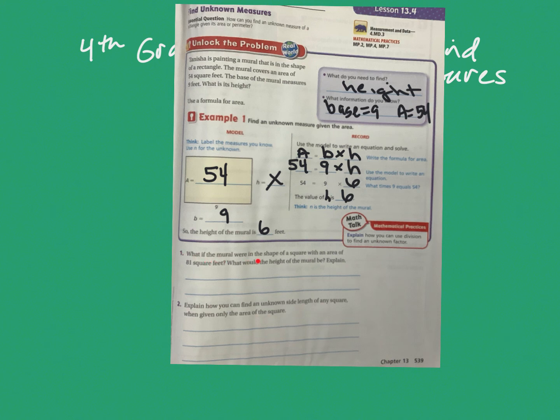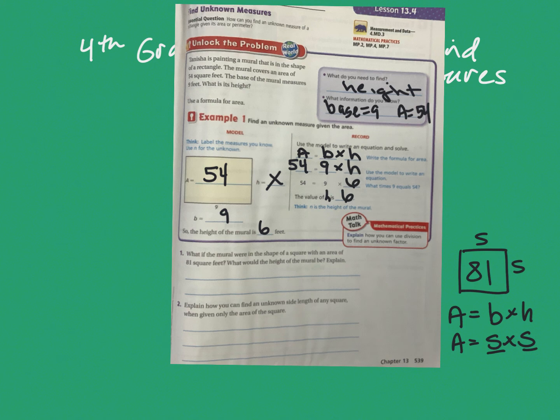What if the mural were in the shape of a square with an area of 81 square feet? So if I had the shape of a square and the area was 81, remember, area equals base times height, but in a square, all my sides are the same. Side and side are all the same. So I really instead could say side times side. That means if they are using the same letter as the same variable, that means the number must be the same. Whatever unknown number it is must be the same.